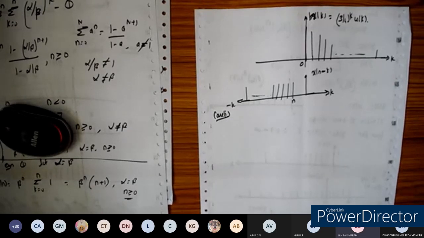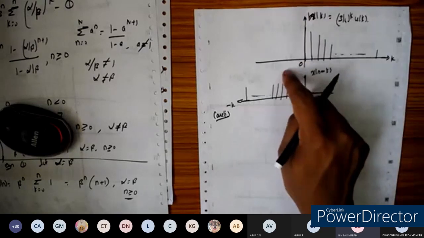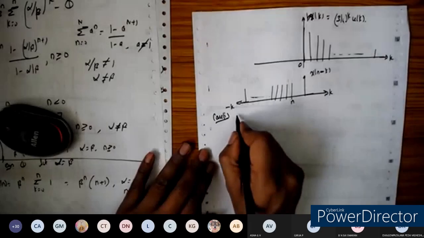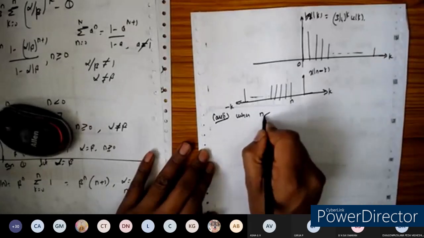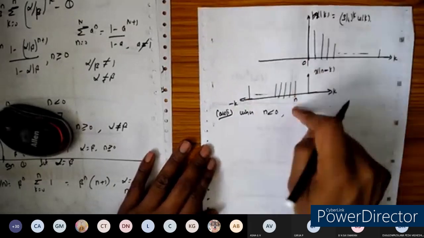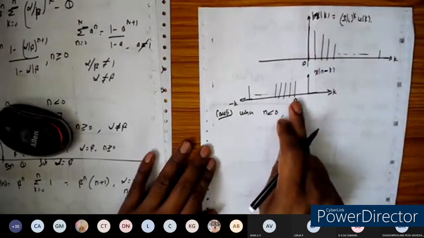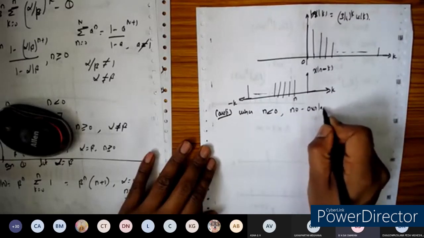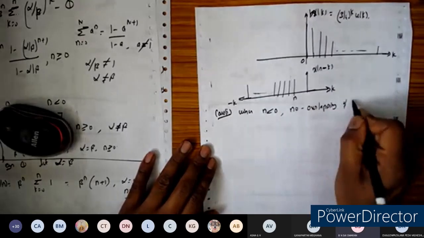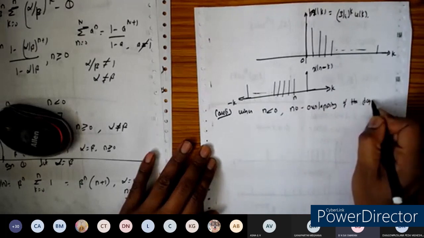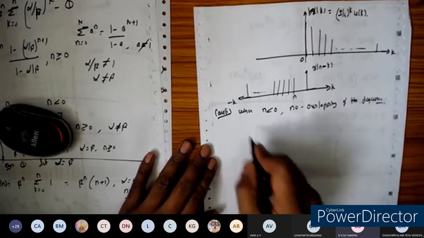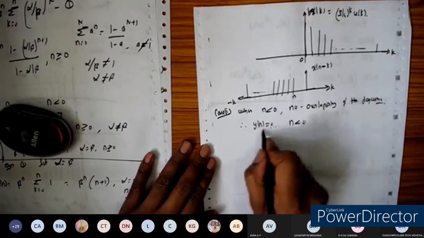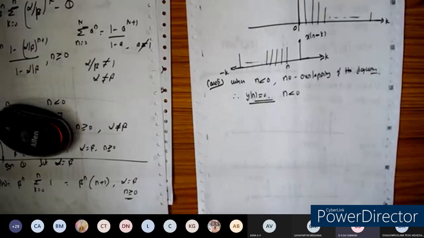When n is lesser than 0. Yes, non-overlapping. Very good, excellent. Case one is when n is less than 0. When n is less than 0, there is no overlapping of the sequences, like what we have written here. Therefore, y of n is equal to 0 for n less than 0.